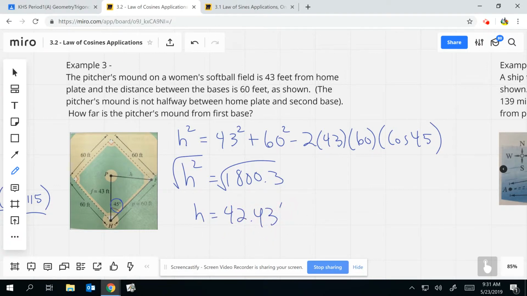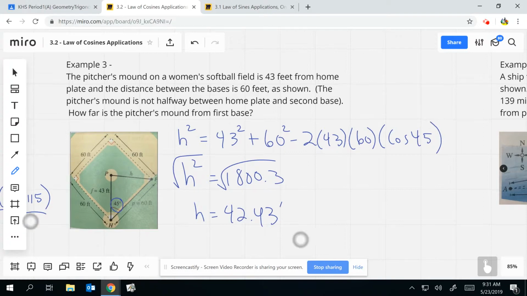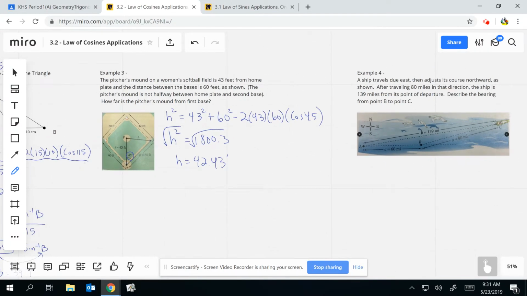That is really, really close to being an isosceles triangle. Because from pitcher's mound to home plate is 43, from pitcher's mound to first base is 42.43. So it's like 0.6 feet away from being a perfect isosceles triangle. So close, but not quite. So that's it. That was the only piece they wanted. They just wanted to know how far it was from pitcher's mound to first base, so you didn't have to solve anything else.